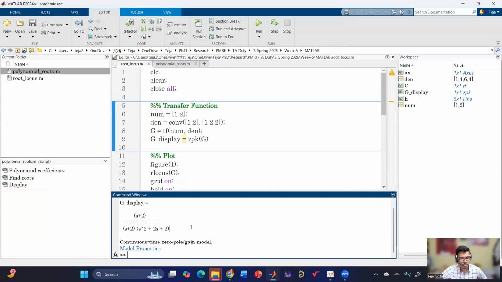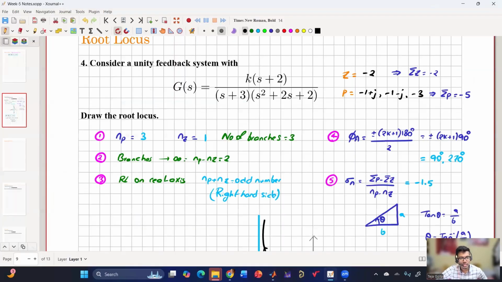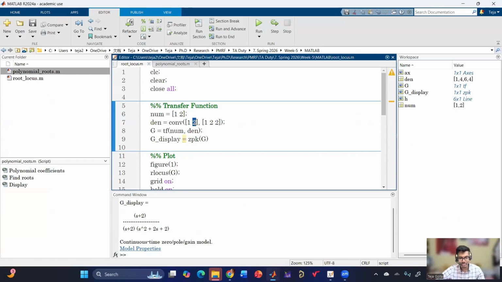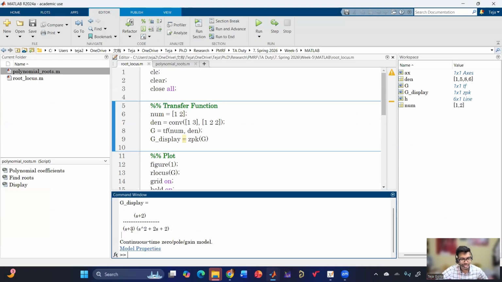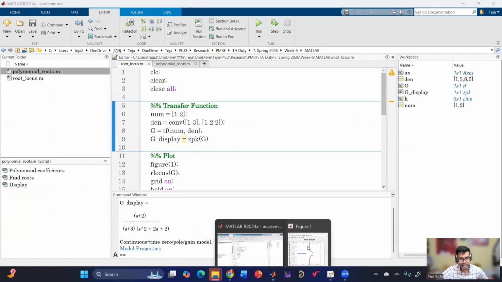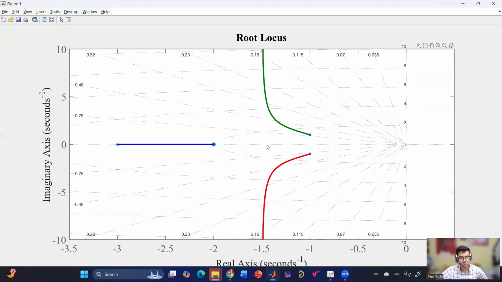In the numerator, I have s plus 2. Denominator, I have, sorry, numerator is s plus 2, denominator is s plus 3. See, I have made a mistake. So here I can see that I have made a mistake, else we will not be able to identify. That's why I was displaying. So numerator is s plus 2, denominator is s plus 3, s square plus 2s plus 2. Let us see how the figure looks.